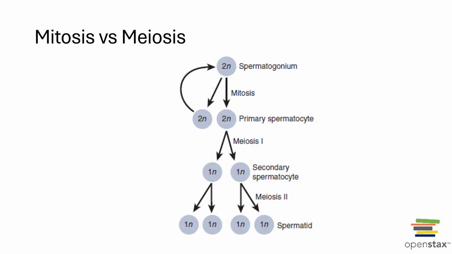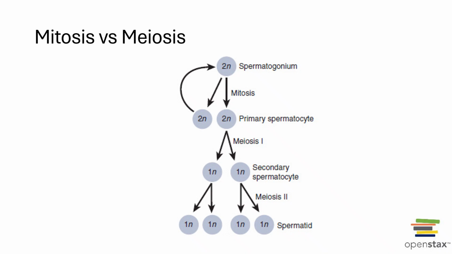Now let's contrast mitosis with meiosis. Here we see specific examples of cells dividing by mitosis or meiosis. The spermatogonium divides by mitosis, producing two genetically identical cells. One of these cells differentiates into a primary spermatocyte as it enters meiosis. Meiosis produces four genetically unique gametes.